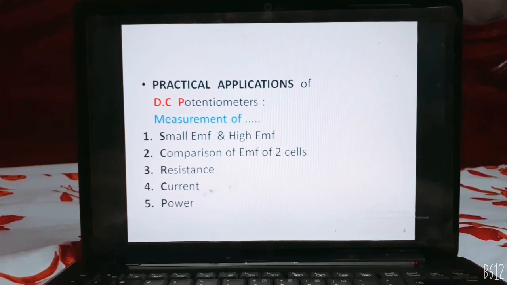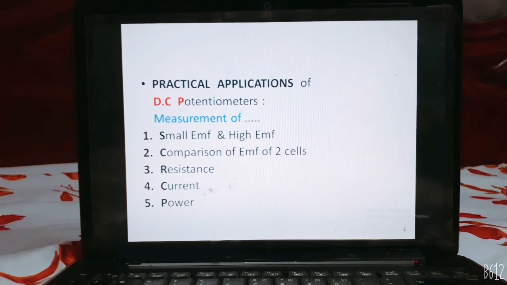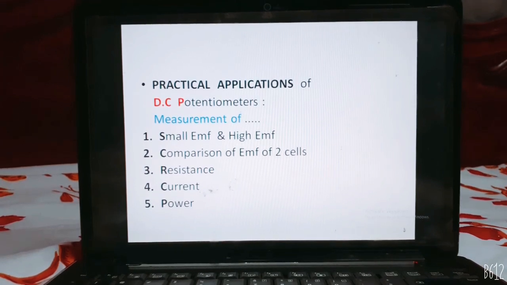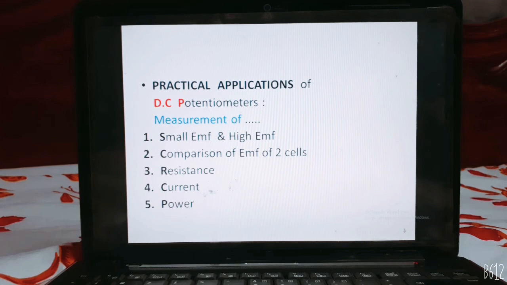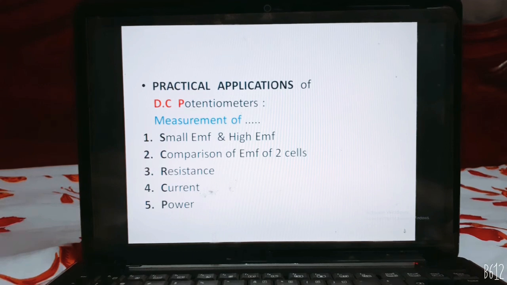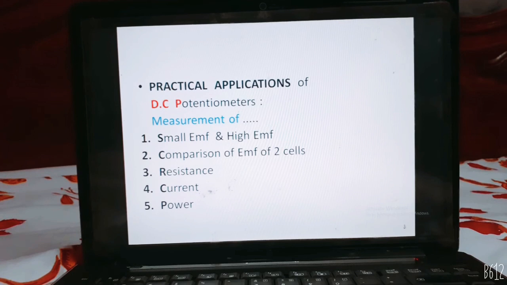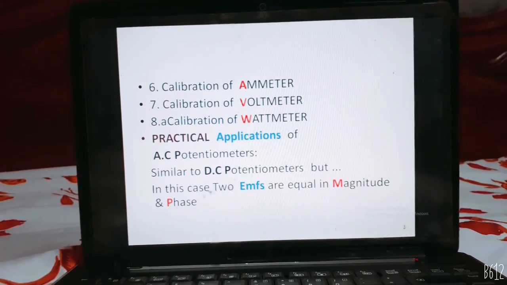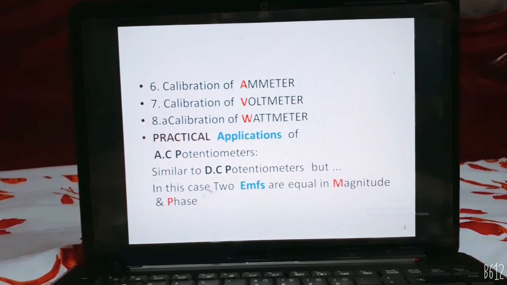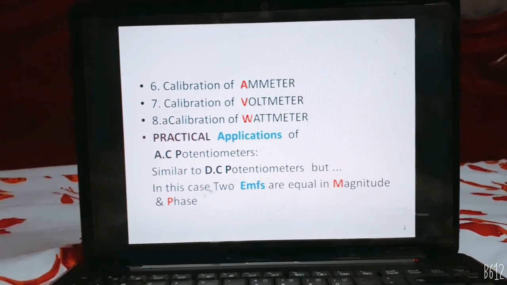There are two types of potentiometers, DC potentiometer and AC potentiometer. Practical applications of DC potentiometers are measurement of small EMF and high EMF, comparison of EMF of two cells, measurement of resistance, current, power, calibration of ammeter, voltmeter and wattmeter.